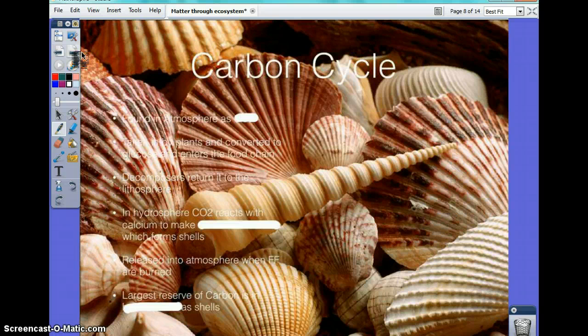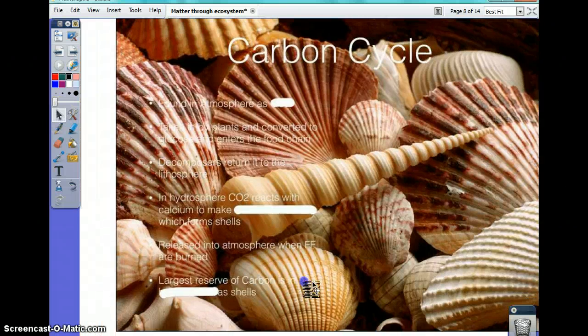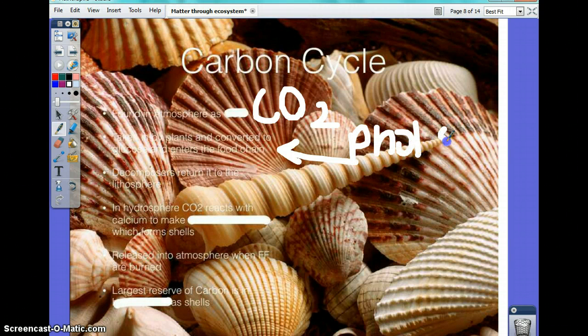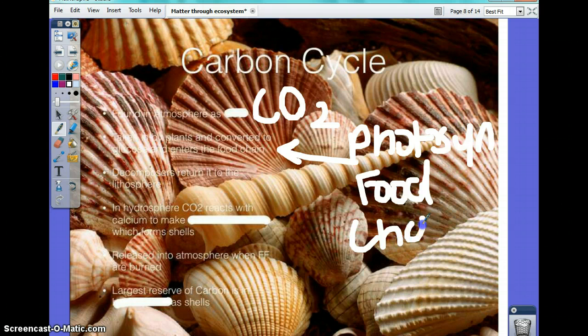Alright, so the first cycle is the carbon cycle. What's it found in the atmosphere as? CO2. Carbon dioxide. And plants take in this carbon dioxide and convert it to glucose and oxygen. From there, other animals eat the plants, and then the food cycle begins, and the carbon gets passed on to animal until decomposers finally return it back to the ground, the lithosphere. In the hydrosphere, carbon reacts with calcium to make calcium carbonate, which forms shells, and that is the largest reserve of carbon on the Earth.